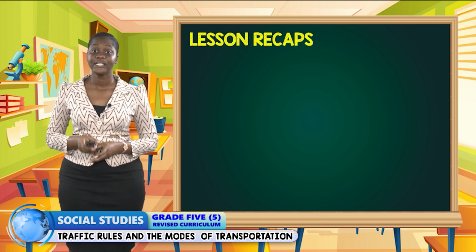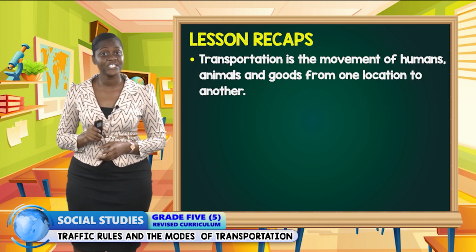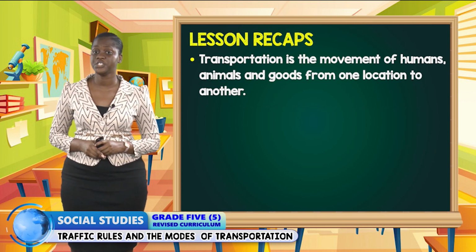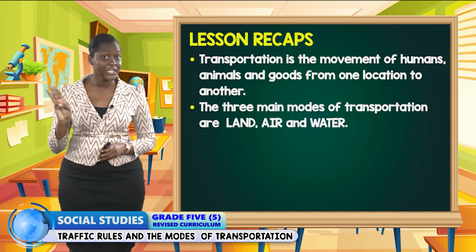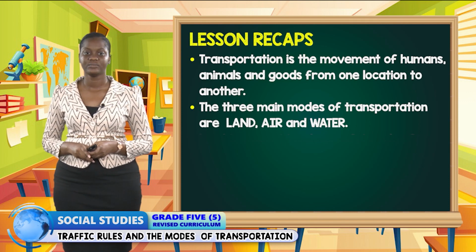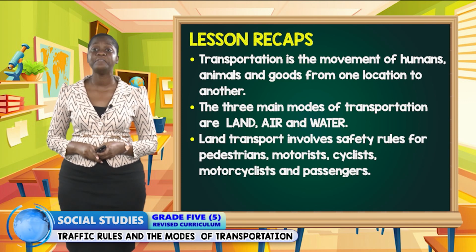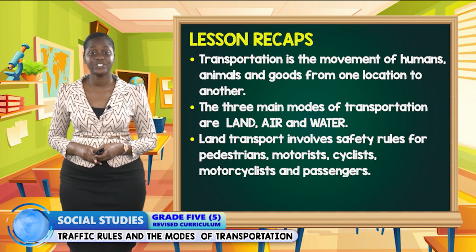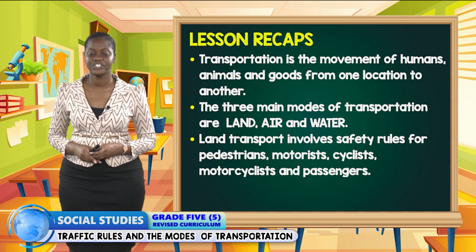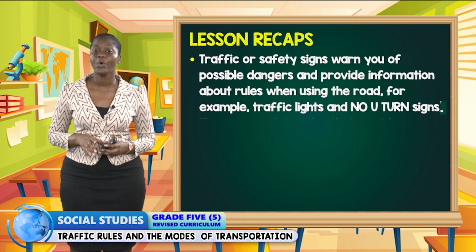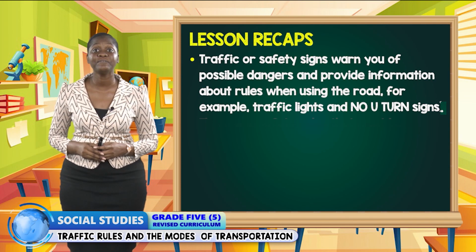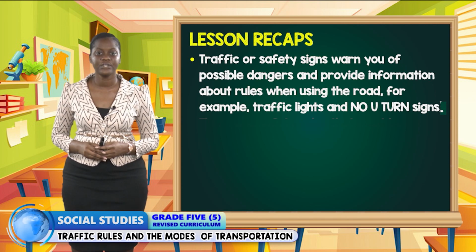But before you go, let's recap. Transportation is the movement of humans, animals, and goods from one location to another. There are 3 modes of transportation: land, air, and water. Land transport involves safety rules for pedestrians, motorists, cyclists, motorcyclists, and passengers. Traffic or safety signs warn you of possible dangers and provide information about rules when using the roads.